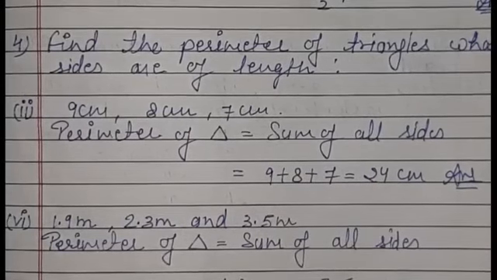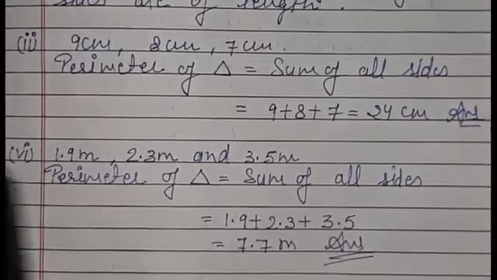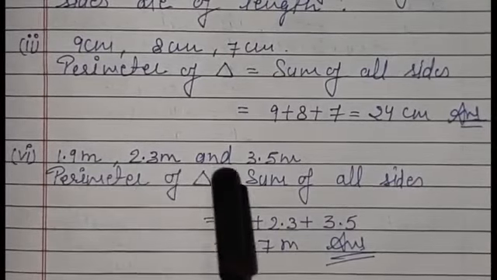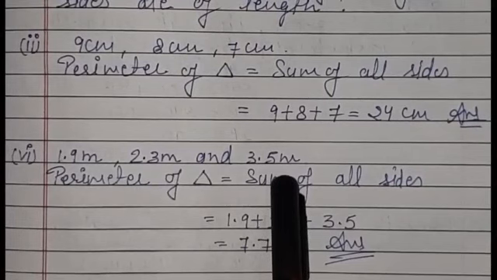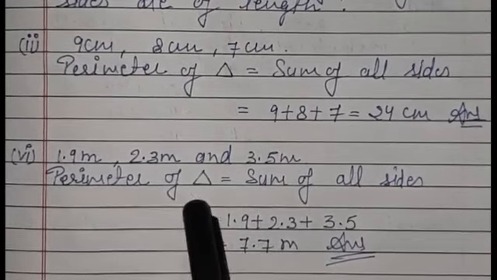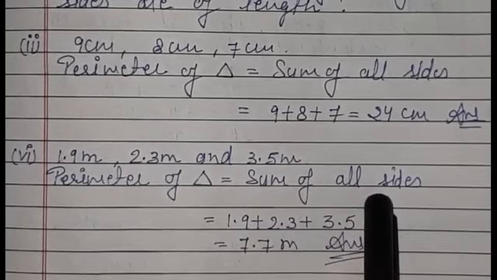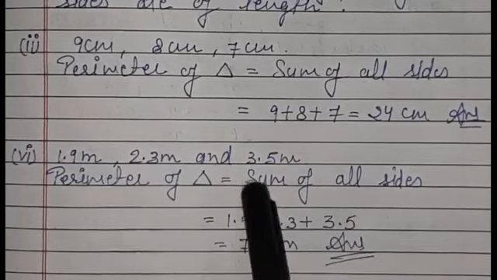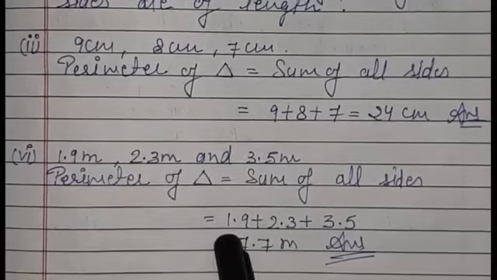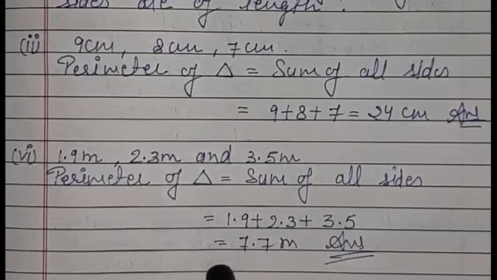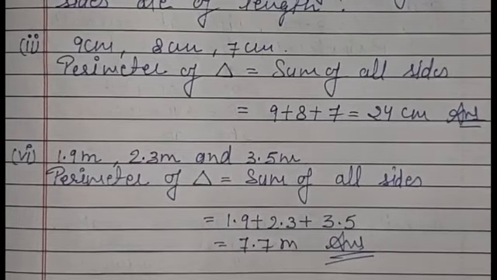Right? Now the sixth part, sides are given 1.9 meter, 2.3 meter and 3.5 meter. And we have to calculate the perimeter of the triangle using the formula sum of all sides. Put the values, add, what will come? 1.9 plus 2.3 plus 3.5. When we add, the answer is 7.7 meters.